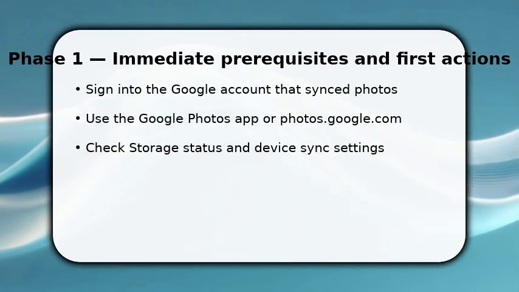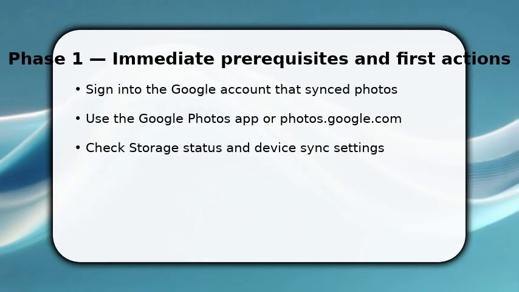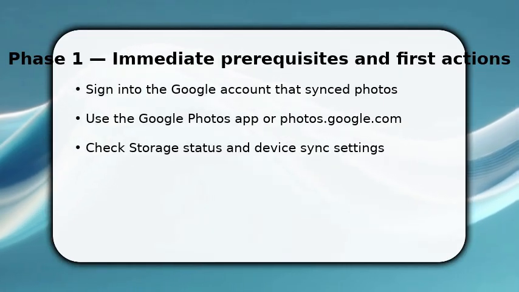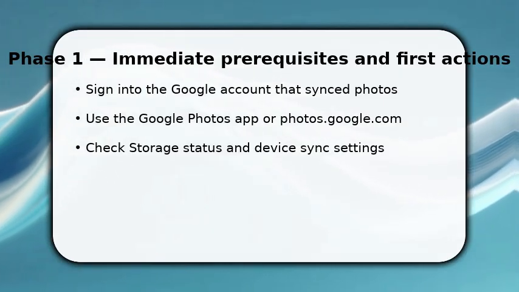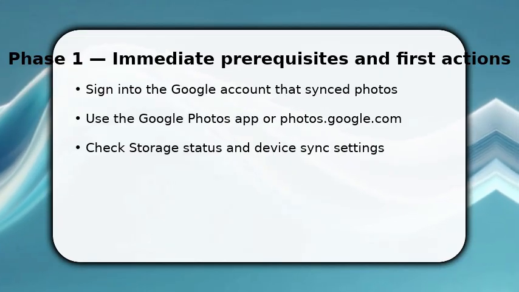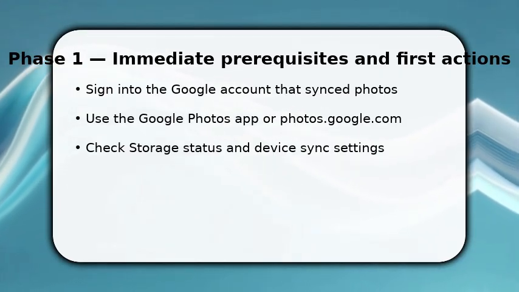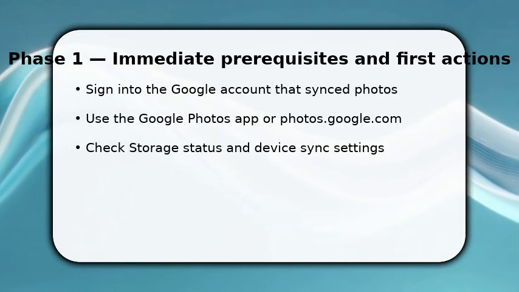You start by opening Google Photos and signing into the exact Google account that held the deleted items. Tap the menu or the three-line icon, then go to Trash or Bin. This is where Google keeps deleted photos for 60 days.